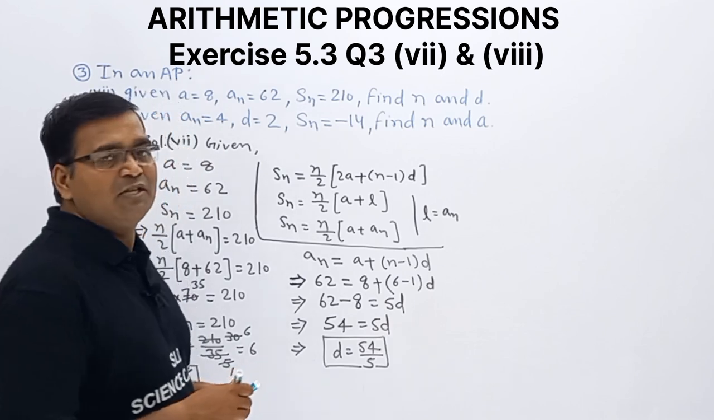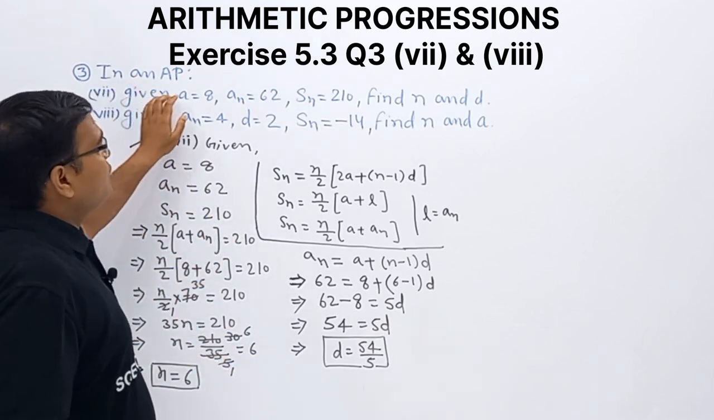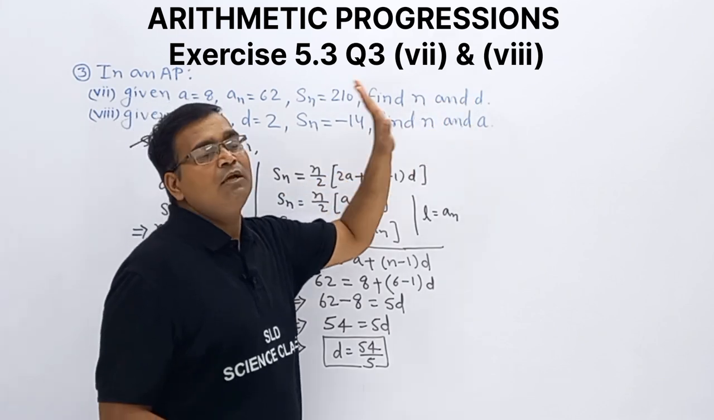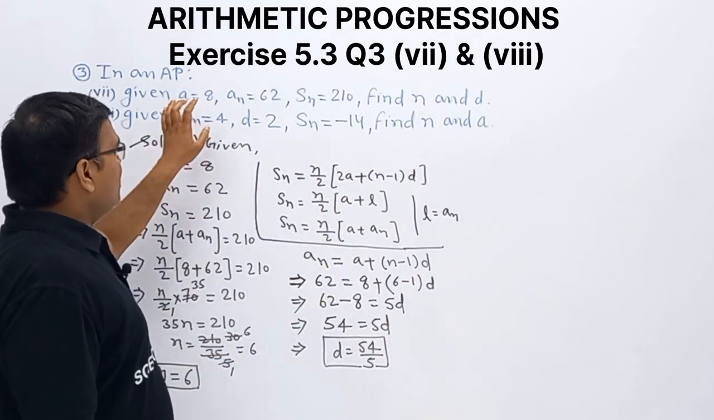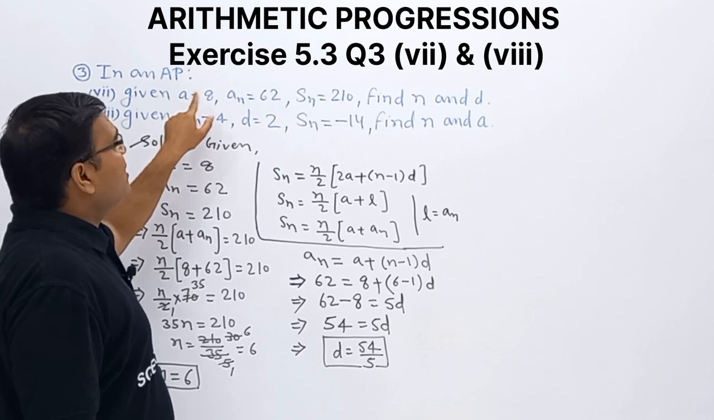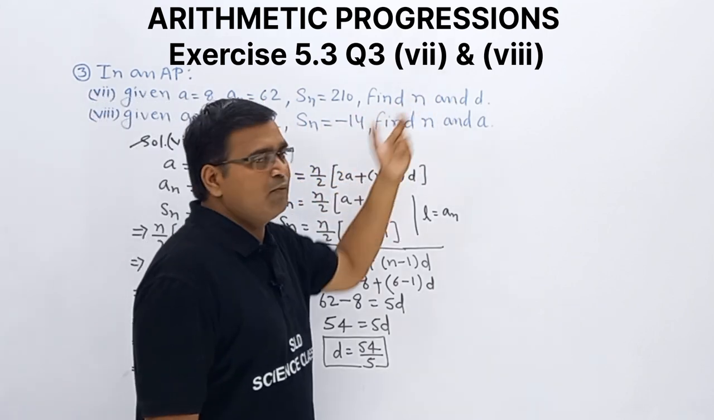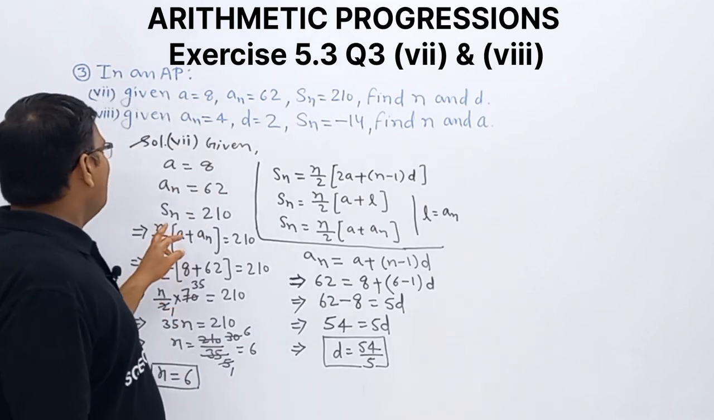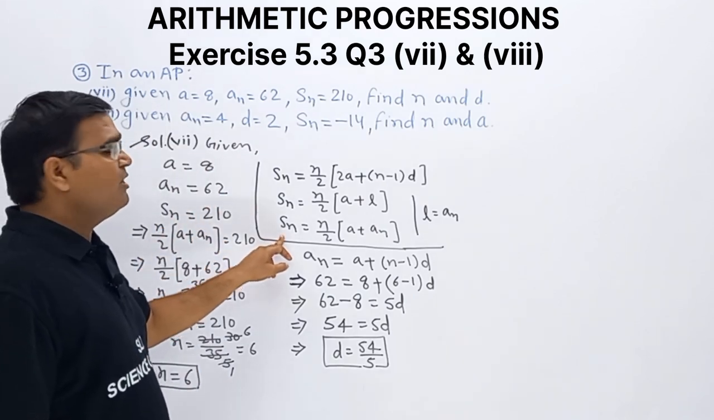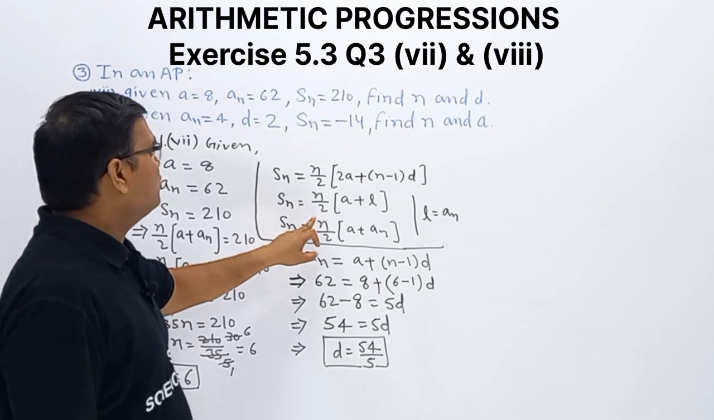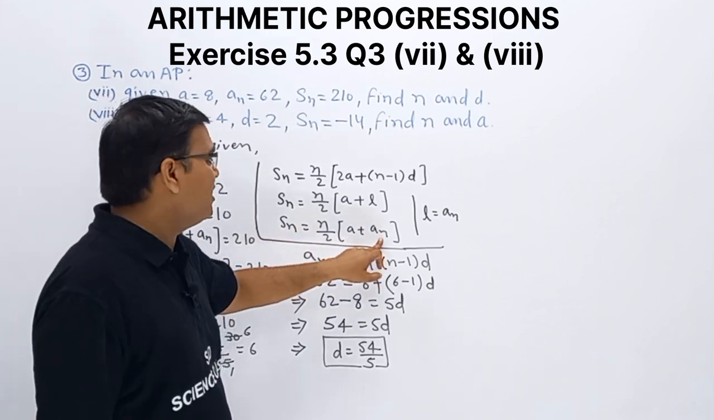Observe what we are doing in this question. Simple one. We want N and D for an AP. So for the AP, A we are having, AN we are having, SN we are having. These two things we require. So first we are using SN equal to 210. The SN formula, sum of the nth term of an AP, is N by 2 into A plus last term. Last term is the nth term of an AP.